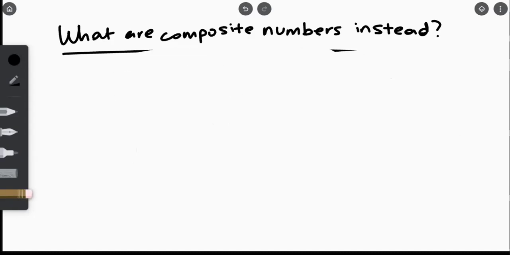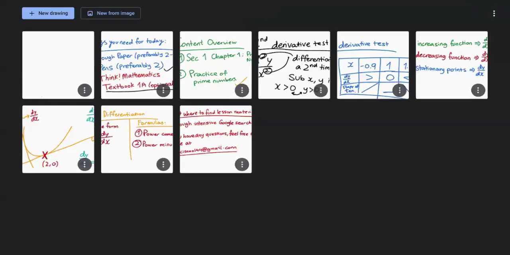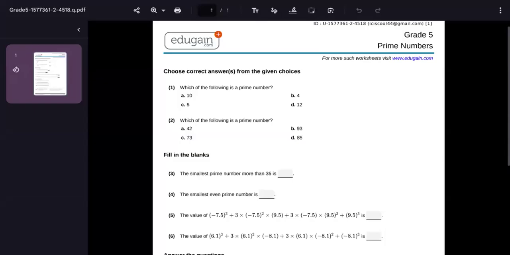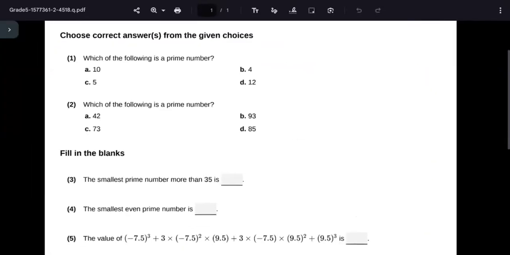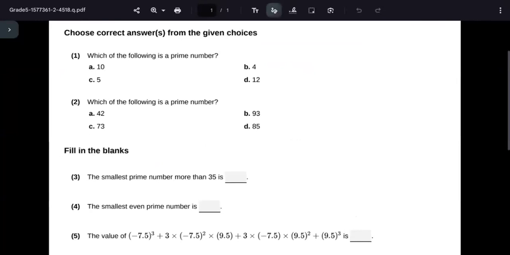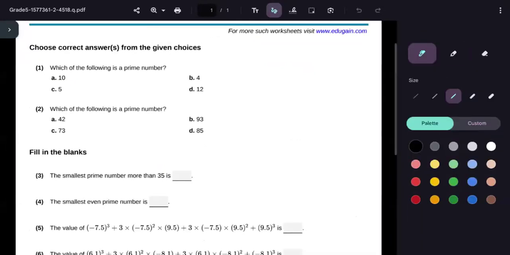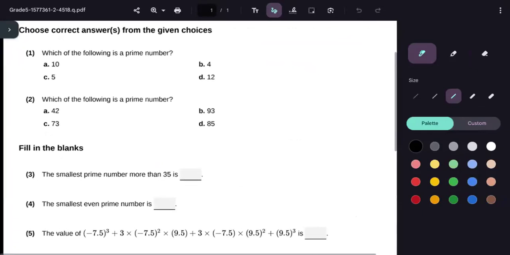Now let's move on to some real life practices. This will be the real life practice that you'll be seeing from now onwards, which is right here. Boom. This will be the one here. I got it from the EduGain website, which is a tuition center. So yeah. Right here. Alright, great.